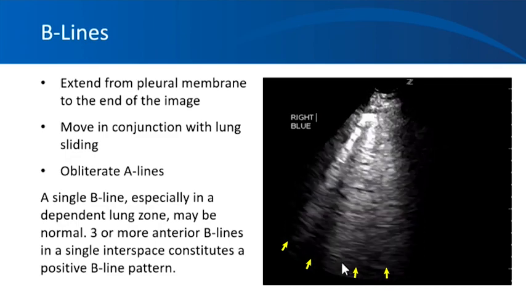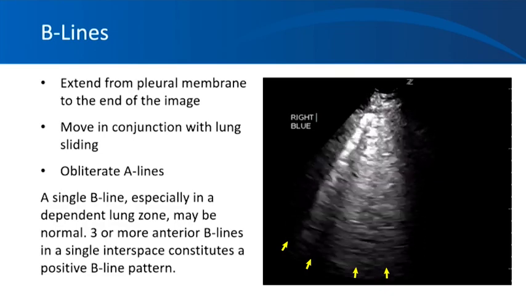This is important to note because sometimes you can see artifacts called comet tail artifacts, which start at the pleural membrane but do not extend through and through. Previously, they used to call B lines as comet tails, but we no longer use that terminology. You just call them B lines. And they move in conjunction with lung sliding with respiration. And they also obliterate A lines.